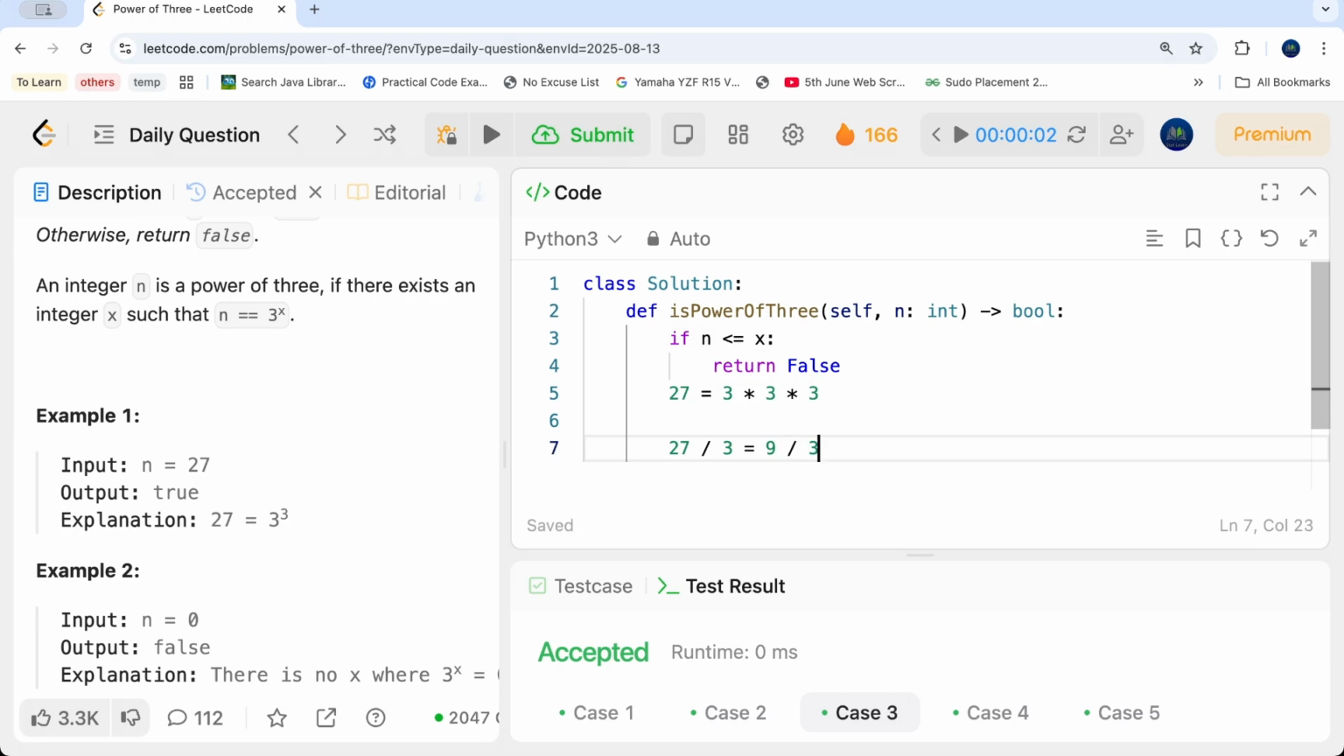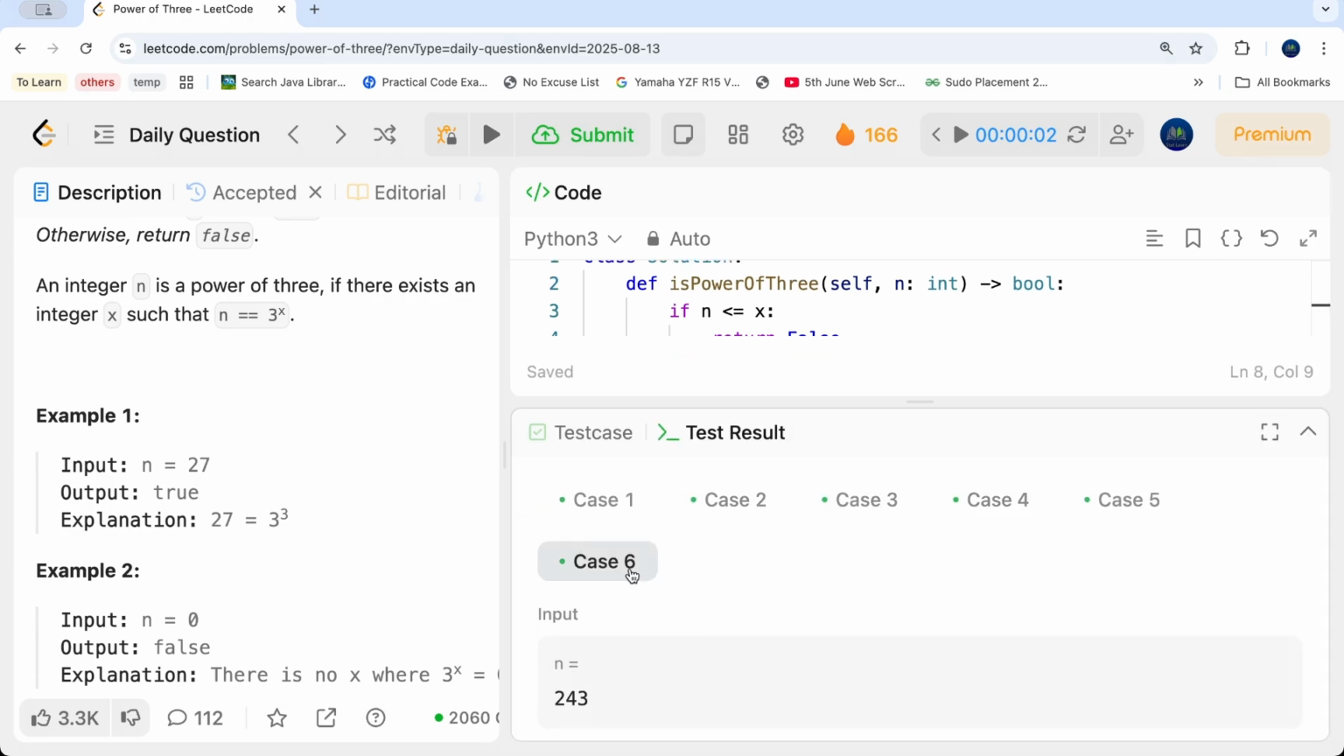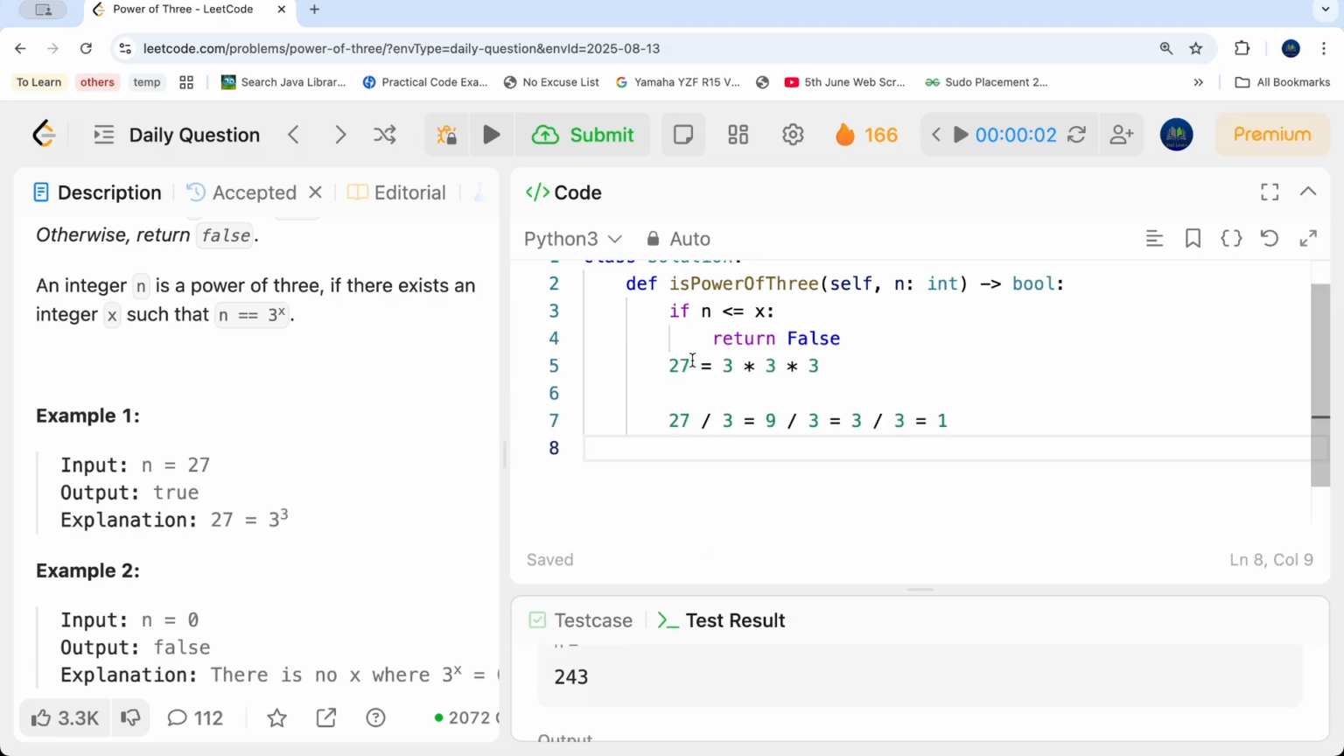If you divide 9 by 3, it will be equal to 3. 3 is also a power of 3. If you divide 3 by 3, then it will be equal to 1. So basically you will be able to divide your number by 3, and ultimately it will be equal to 1 at the last. Even if you start with a bigger number, let us say 243, the output is going to be true, because 243 is actually equal to 3 to power 5. So we can say 3 multiplied by 3 5 times, right?